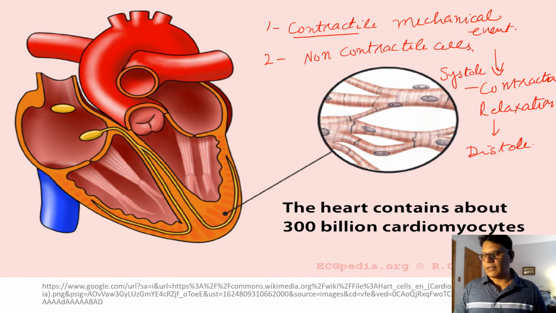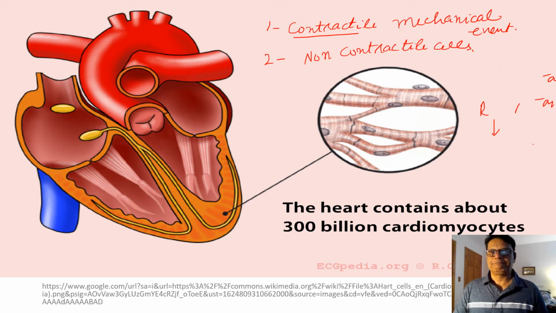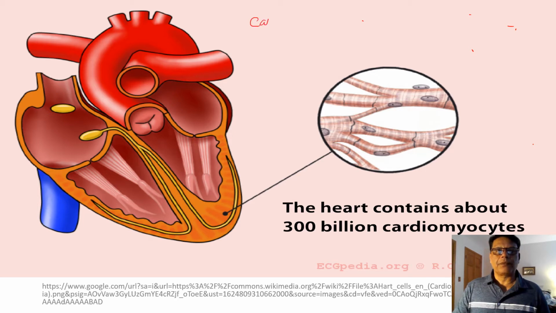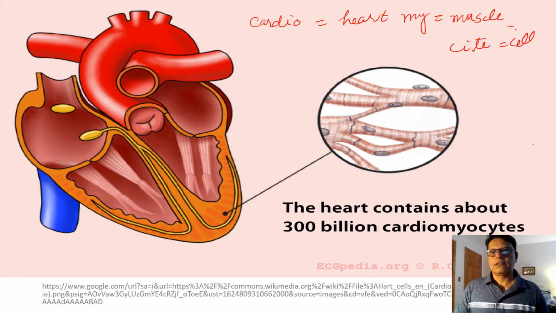So these contractile cells are called cardiomyocytes. Cardio means heart, myo means muscles, and cyte means cells. So these cardiomyocytes are related with the contraction of the heart, and these are the muscle cells.